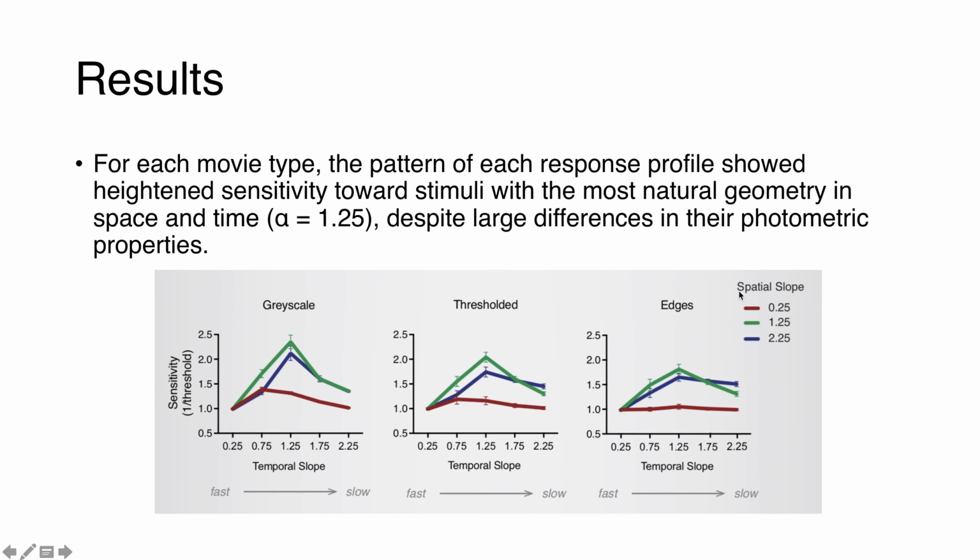Here I've plotted the different spatial slopes as lines as a function of temporal slope for each movie type: grayscale, threshold, and edges. As you can already see, the pattern of results for these three different curves is essentially the same across the different movie types, particularly this inverted U for the green line, natural spatial slope, but there are slight differences in the pattern of results for this blue line here, which we're currently exploring further.